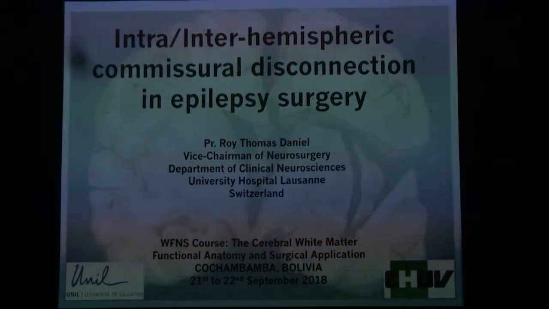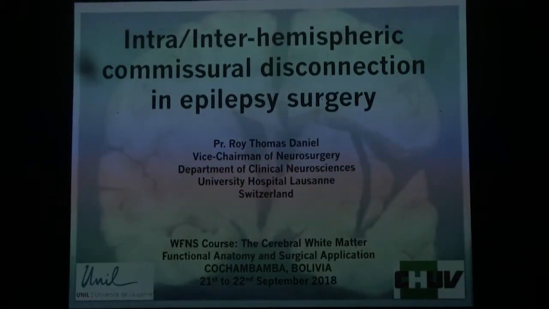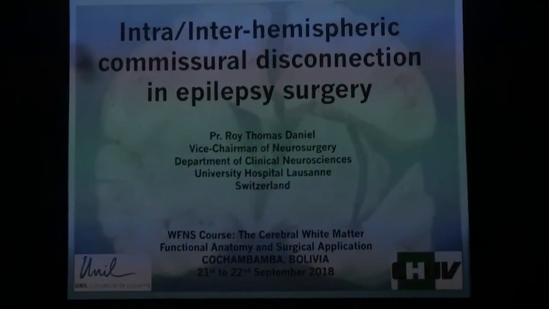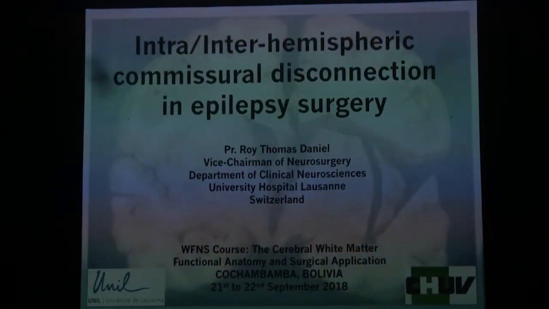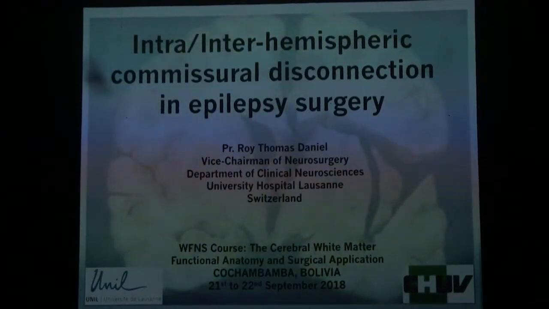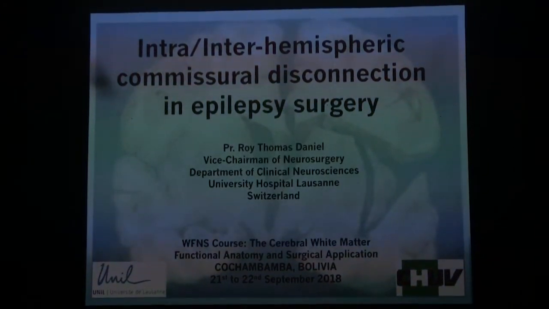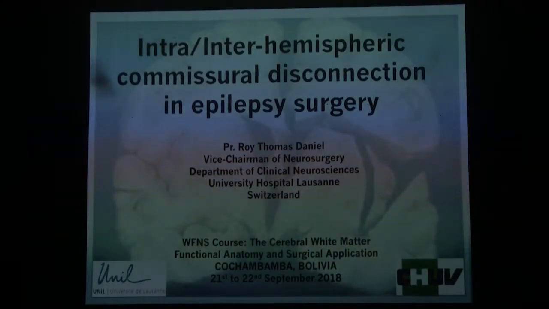My topic today is on disconnection epilepsy surgery, so inside the hemisphere and between the hemispheres. You have all dissected in the lab yesterday the fibers that you want to keep, but in epilepsy surgeries we want to destroy them. So it's a little different.